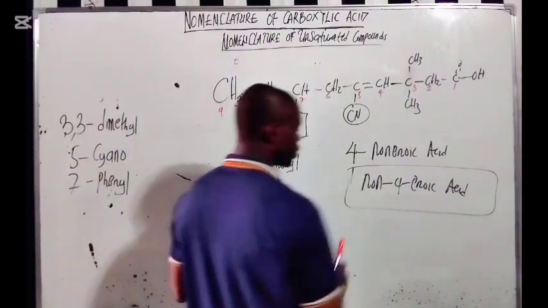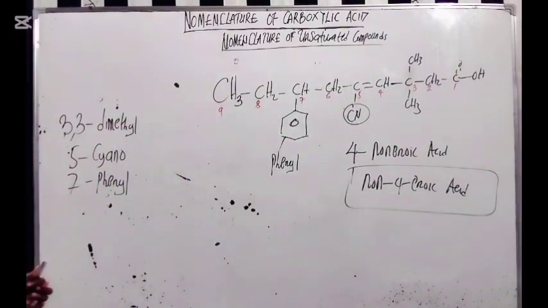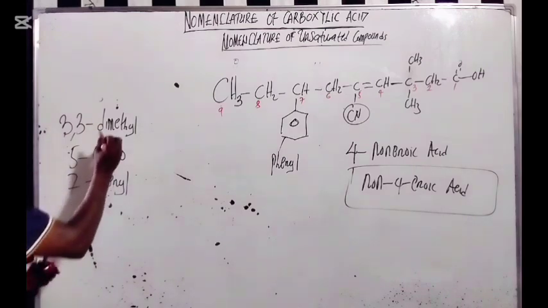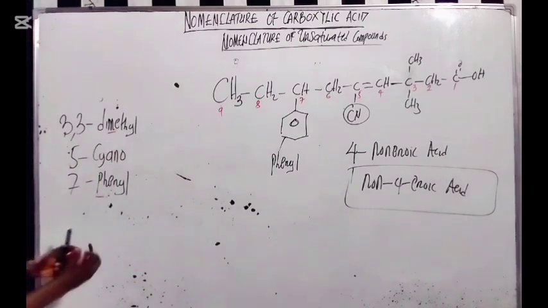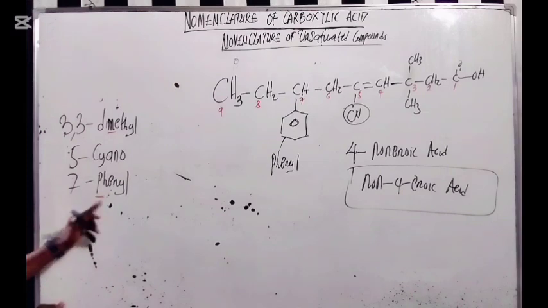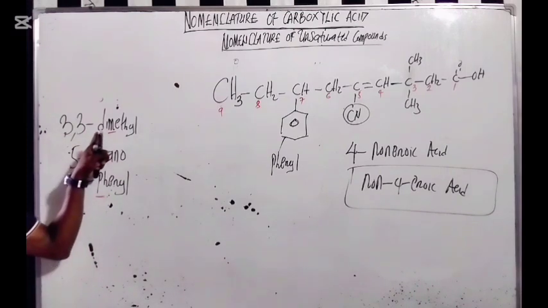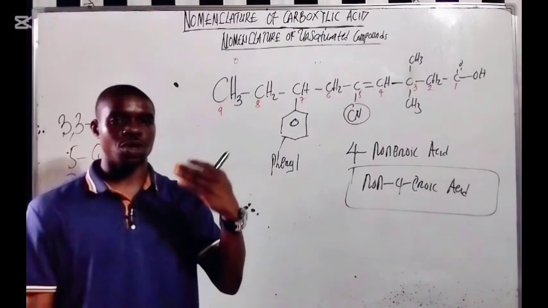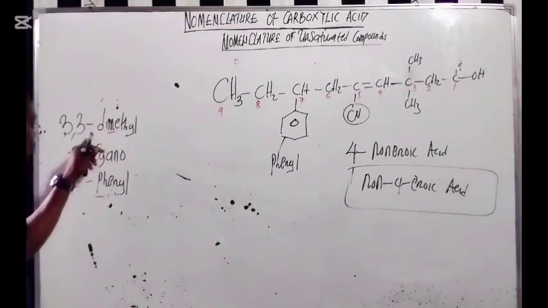This is the parent name, and the rest are substituents. Of course, C will come before any other letter here. After C, I will have M, and after M, I will have phenyl. Now this di is not used, because di is just a prefix, so we don't use it for alphabetizing.